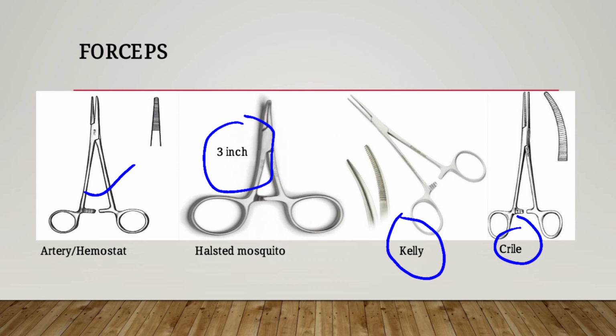The major difference between the Kelly forceps and the Crile forceps is the serrations on their jaws. As you see, in Crile forceps there are full serrations on the jaws, while on the Kelly forceps 2/3 of the jaws is serrated while the rest is plain.